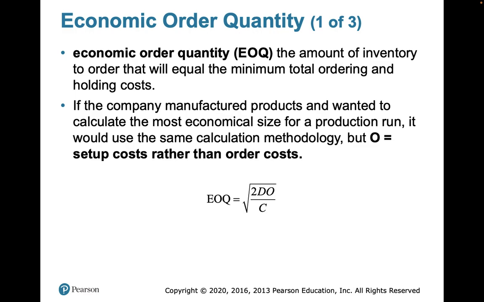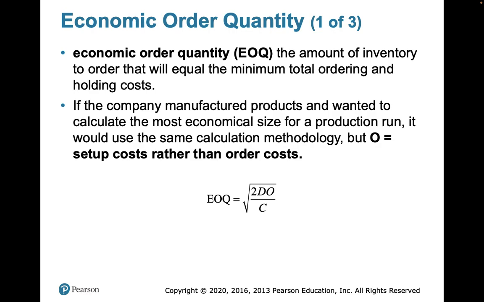Then we also have what they call economic order quantity, that is the EOQ. This is the amount of inventory to order that will equal the minimum total ordering and holding cost.